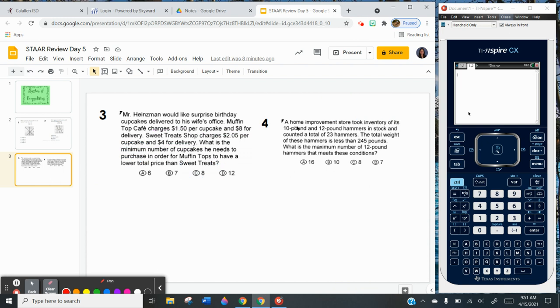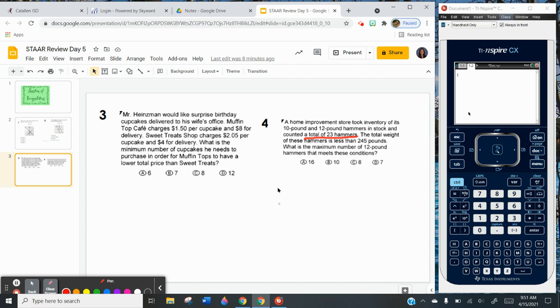Problem number 4. A home improvement store took inventory of its 10-pound and 12-pound hammers in stock and counted a total of 23 hammers. The total weight of these hammers is less than 245 pounds. What is the maximum number of 12-pound hammers that meets these conditions?